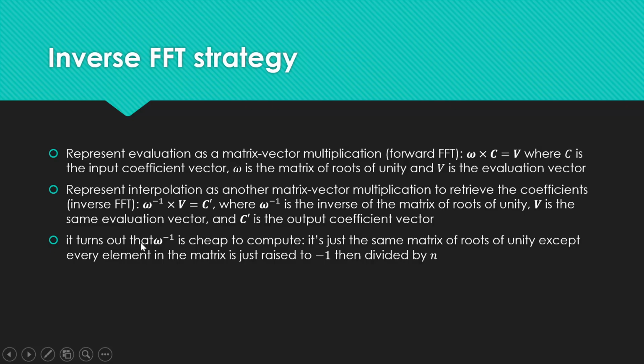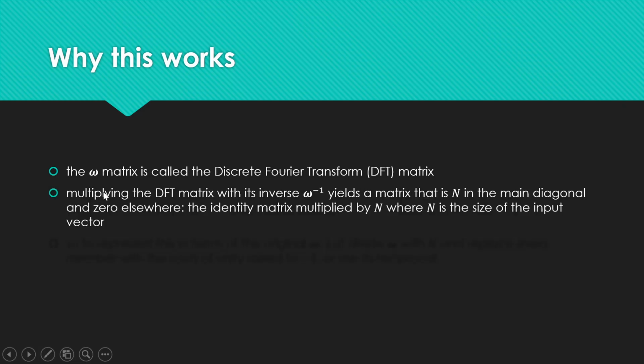It turns out that the inverse of omega is cheap to compute. It's just the same matrix of roots of unity, except every element in the matrix is raised to -1 and then divided by n. So why does this work? The omega matrix is actually called the discrete Fourier transform matrix, but we won't get into that now.